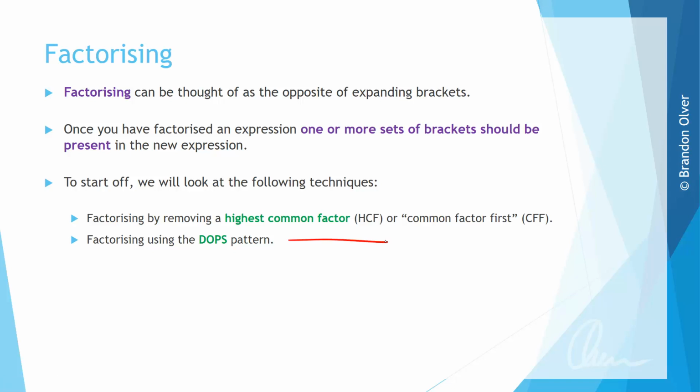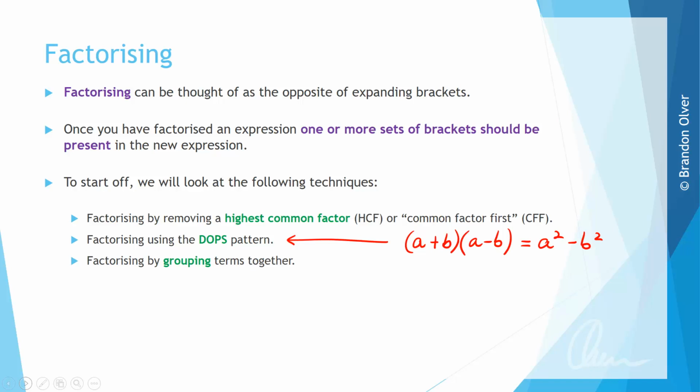And hopefully you've come across this one before, which says that if you have A plus B multiplied by A take B, then that expands to give A squared take B squared. And when we're factorizing, we simply go right to left. So we acknowledge that there's an A squared take B squared situation, and we know we can work backwards towards A plus B times A take B. And the last technique we're going to see in this video is when we factorize by grouping different terms together.